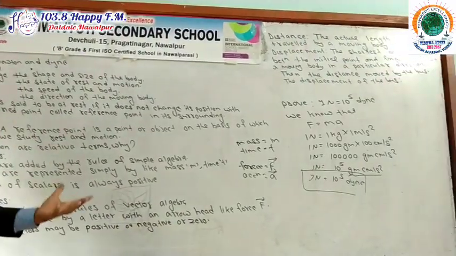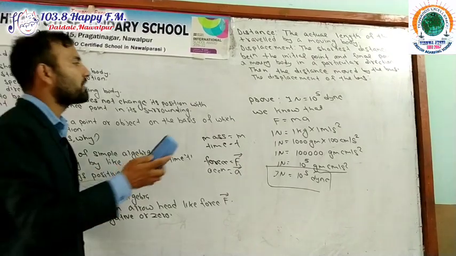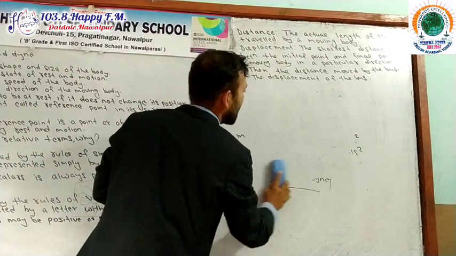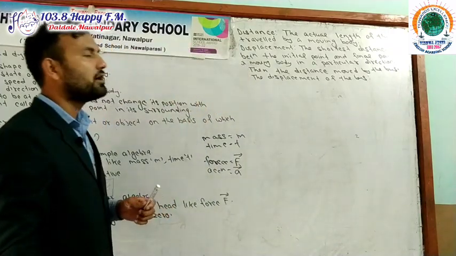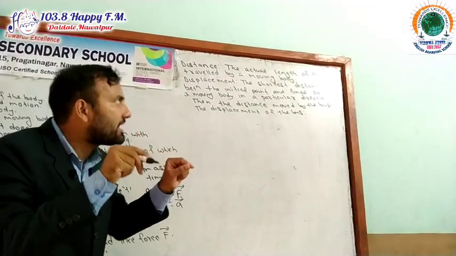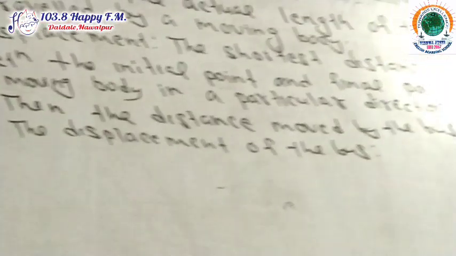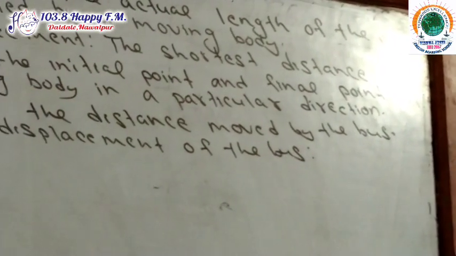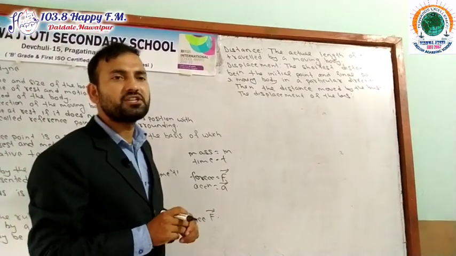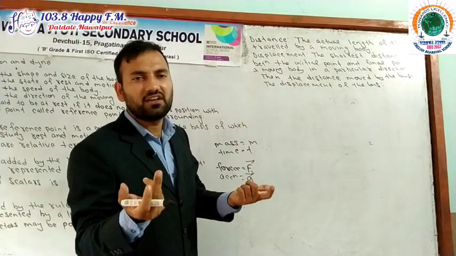Next, distance. What is distance? The actual length of the path traveled by a moving body is known as distance. Its SI unit is meter. It is denoted by S or D.